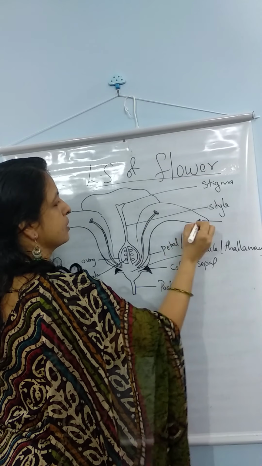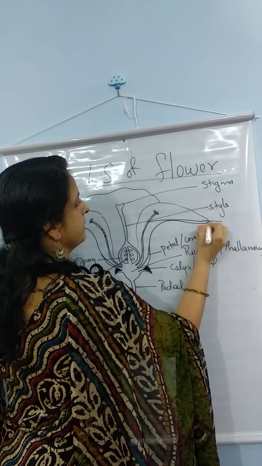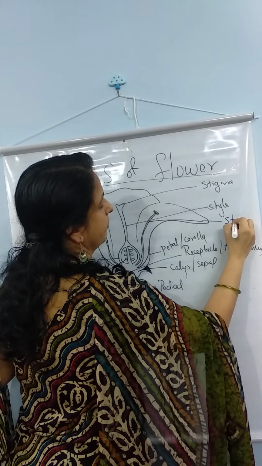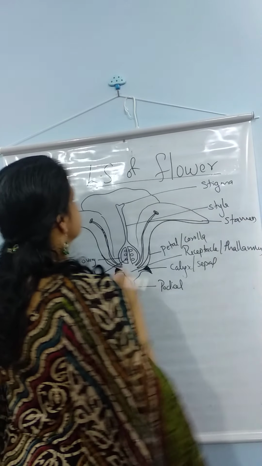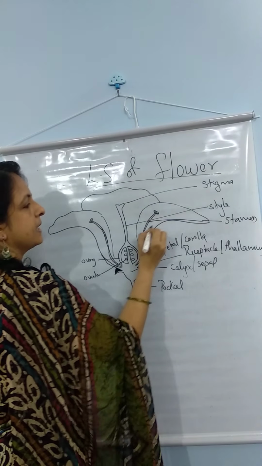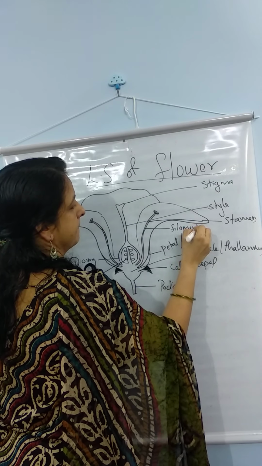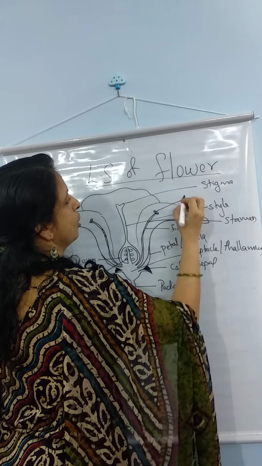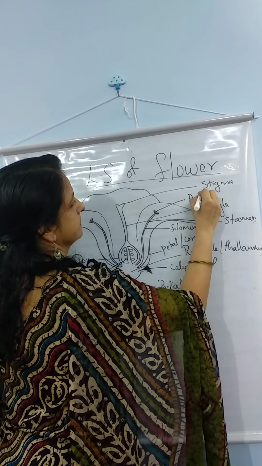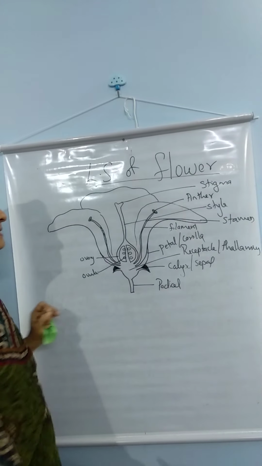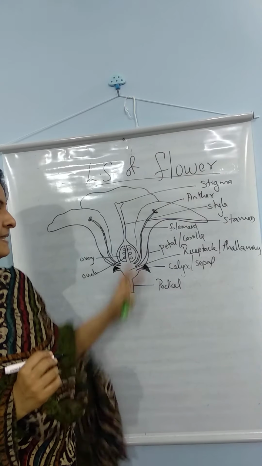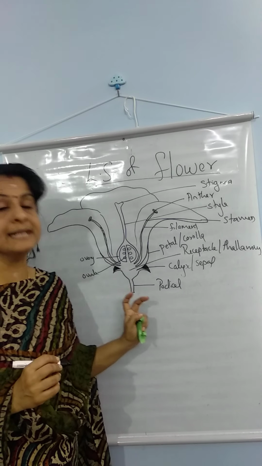we have already drawn, so we will draw this one. This is the stamen. This stamen has 2 parts, that is the filament, and this part is called the anther. So these are the parts of a flower, and this is how you have to draw LS of a flower.